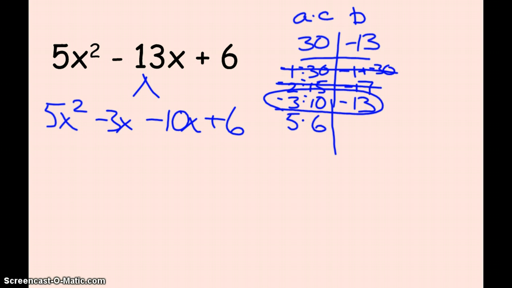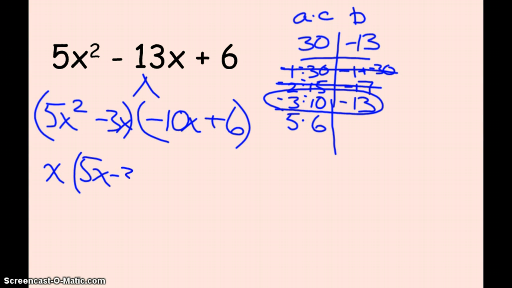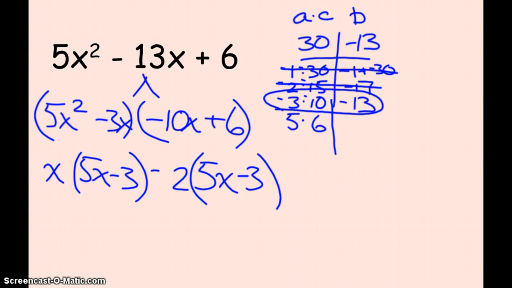Now we've got 4 terms. We are going to group them up. Group up the first two. GCF, that's just going to be x, leaving us with 5x minus 3. Go to the second one. I can see between 10 and 6, I'm going to have a GCF of 2. Now it's a negative 10 out front, so I'm going to take a negative 2 out. I'm going to factor that out, and that's going to leave us with a positive 5x minus 3, which is fantastic.